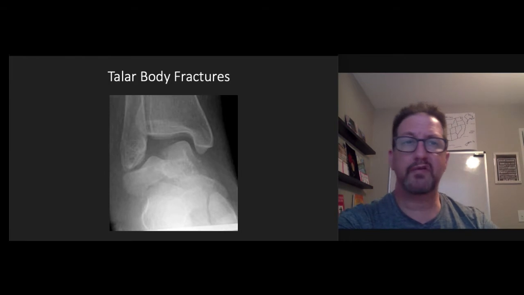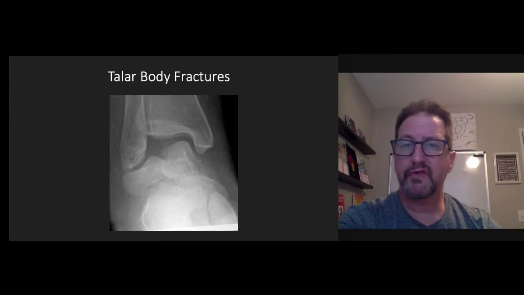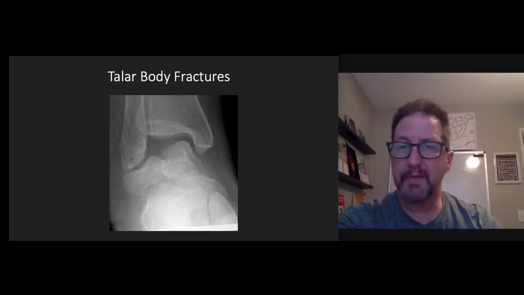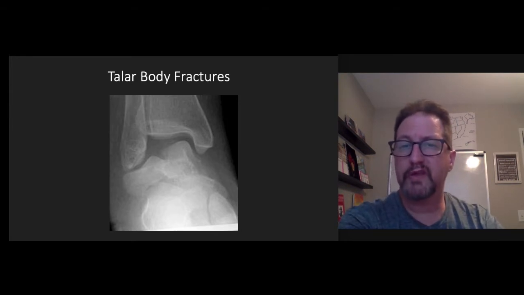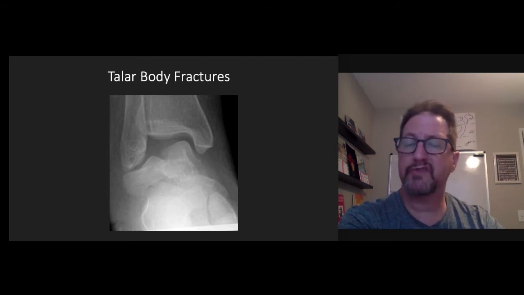A quick word on talar body fractures. So in this particular one, you can see that the talar body is fractured in two pieces, a medial and a lateral half. Definitely not a good situation. The Sneppen classification is the one that you're going to use to classify talar body fractures, and it's a little hard to see this one. We're going to say, for the sake of discussion, that this has just one clean fracture straight down the middle in a large sagittal direction. That would be considered a Sneppen C.